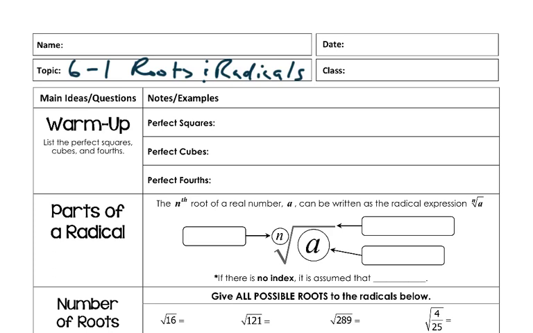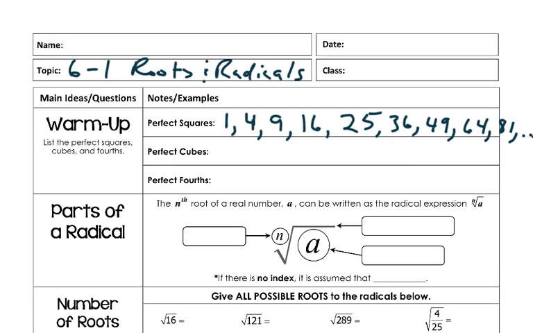So first thing we're looking at is our perfect squares. What are our perfect squares? Write those down. You guys should have those down at this point. 1, 4, 9, 16, 25, 36, 49, 64, 81, 100.